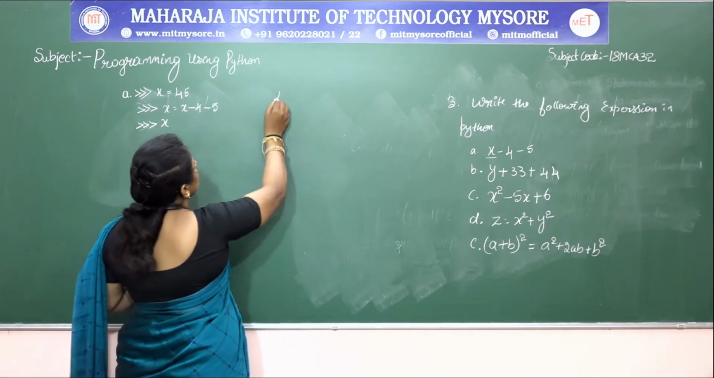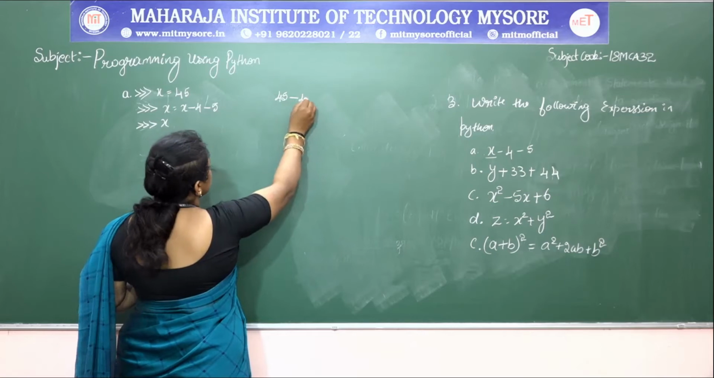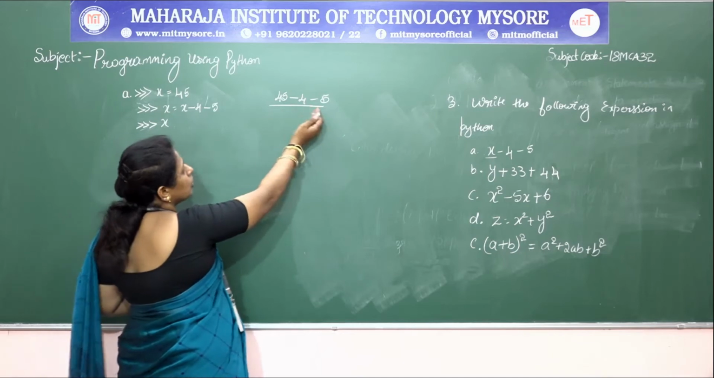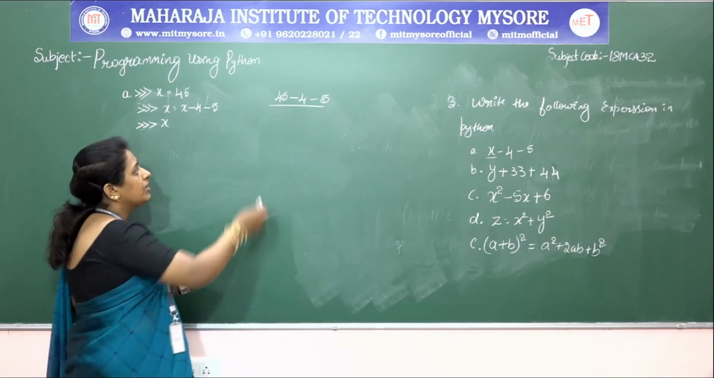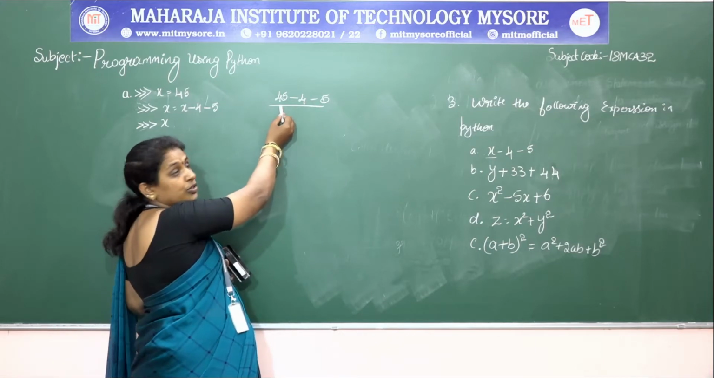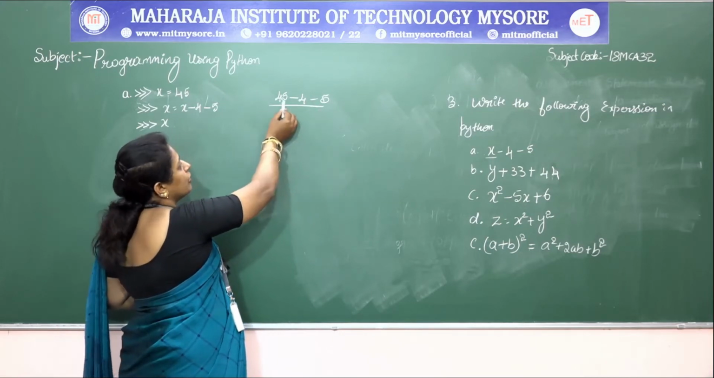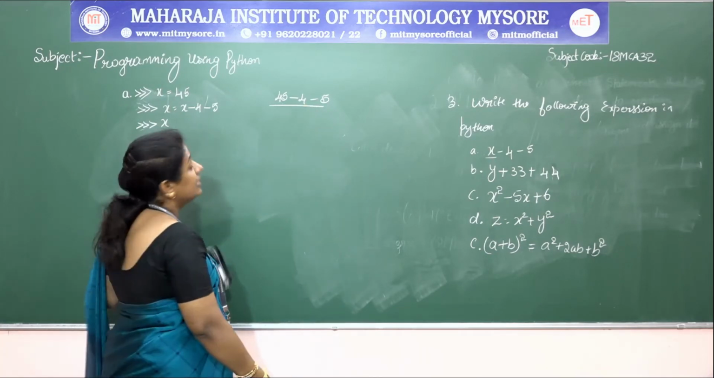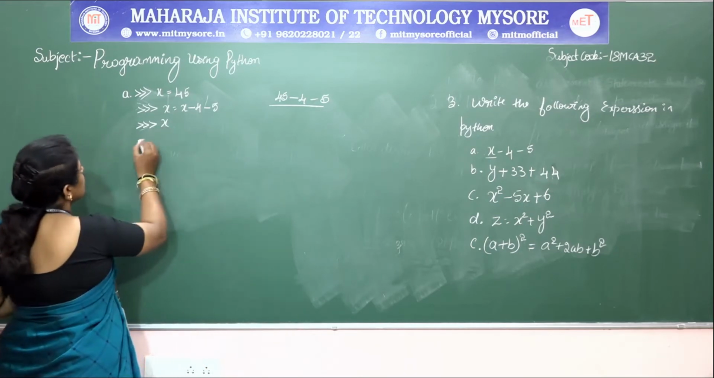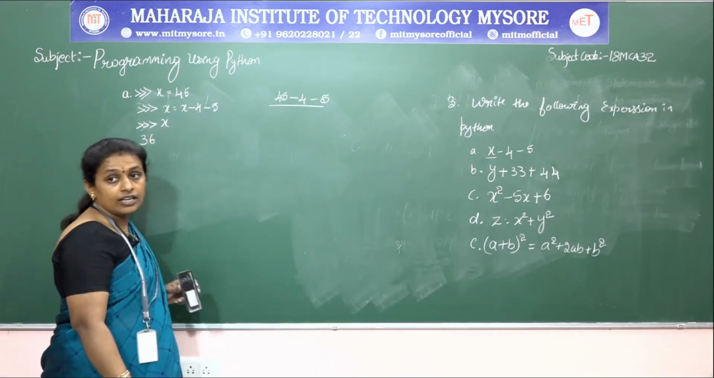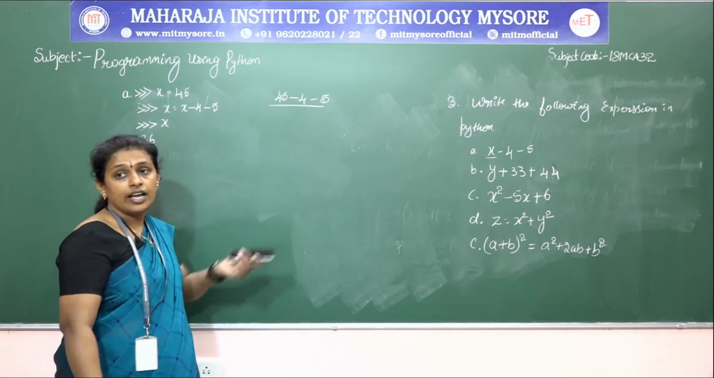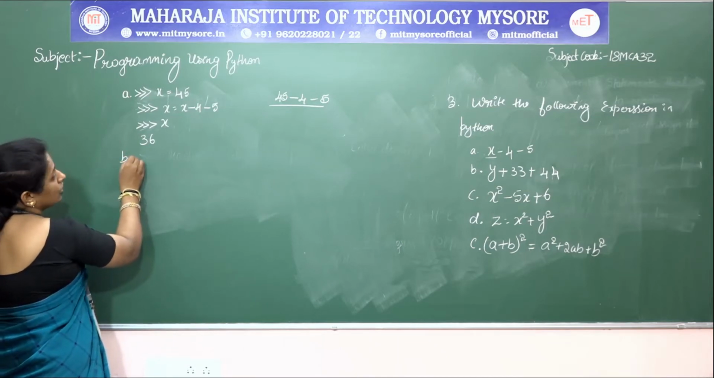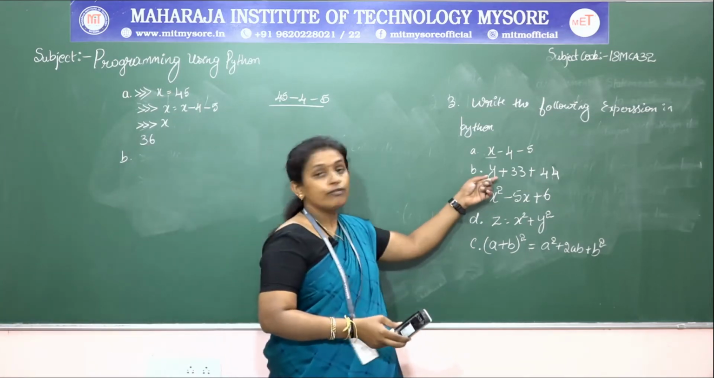So first x value will be 45, then minus 4, then minus 5, right? So both operators are of same precedence, so that will be evaluated from left to right. So 45 minus 4 it is 41, 41 minus 5 it is 36. So you will get the output as 36. Clear?